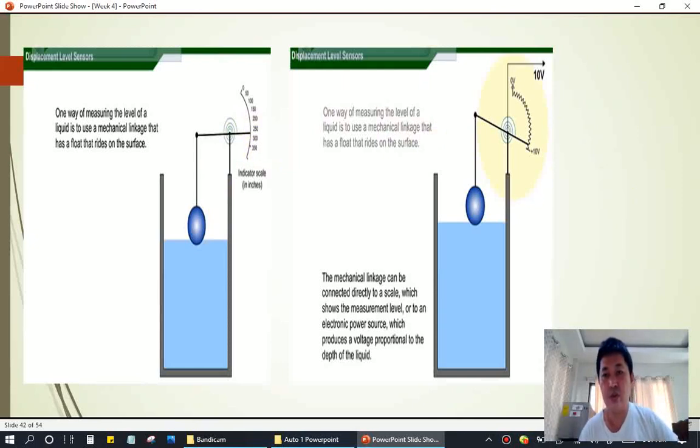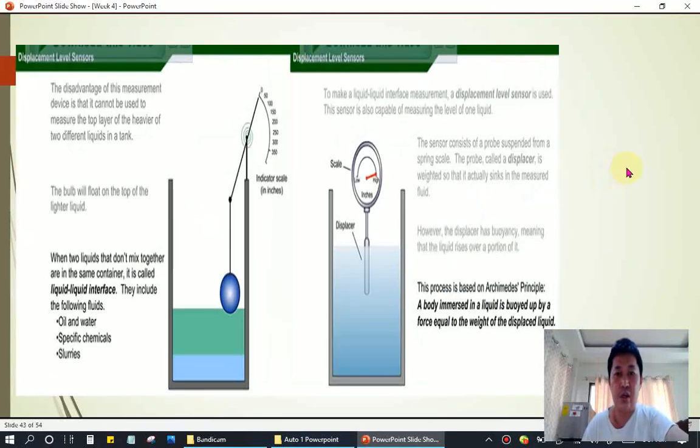And it can also be connected to an electrical signal, and it gives a digital reading. So it can be read remotely, either in your control room, the instrument there, as a digital signal. There is a mechanism where the mechanical movement here is converted into an electrical signal, so that it can also be converted into a digital reading. As you can see here, it's the same example.